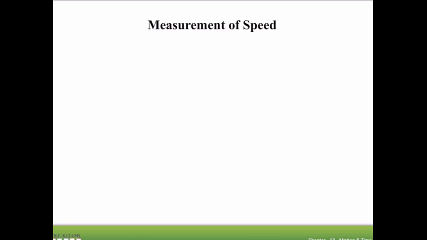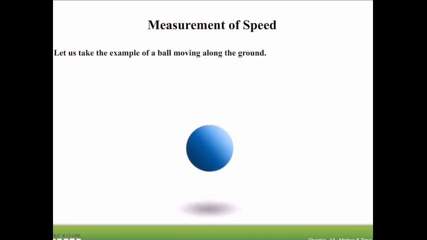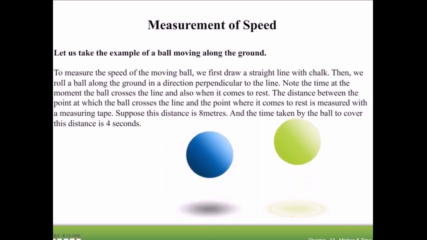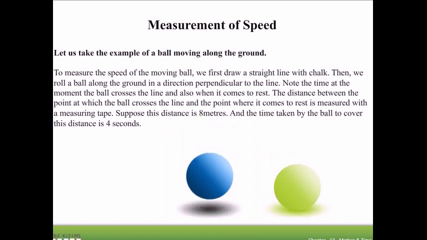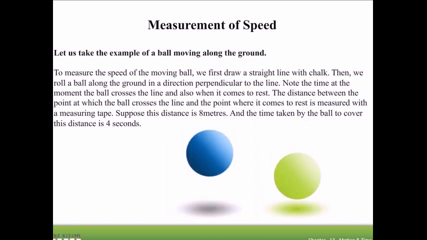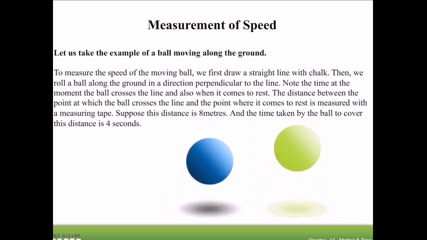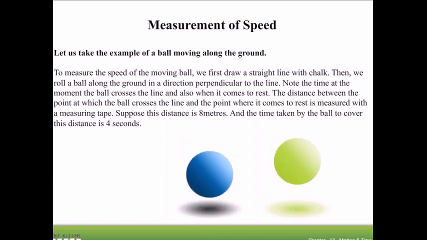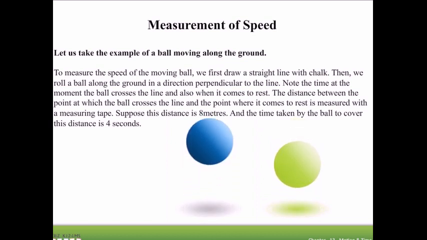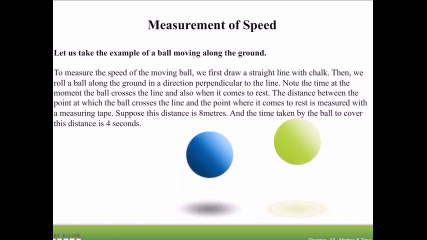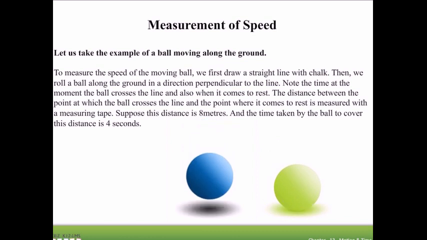Measurement of speed. Let us take the example of a ball moving along the ground. To measure the speed of the moving ball, we first draw a straight line with chalk. Then we roll a ball along the ground in a direction perpendicular to the line. Note the time at the moment the ball crosses the line and also when it comes to rest. The distance between the point at which the ball crosses the line and the point where it comes to a rest is measured with a measuring tape.